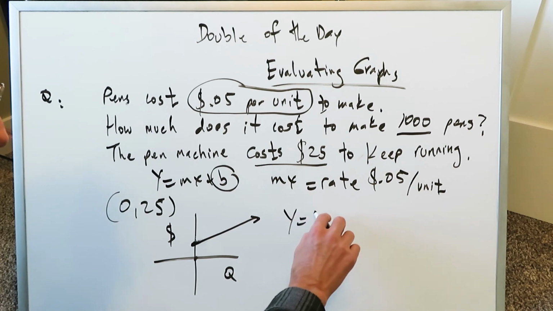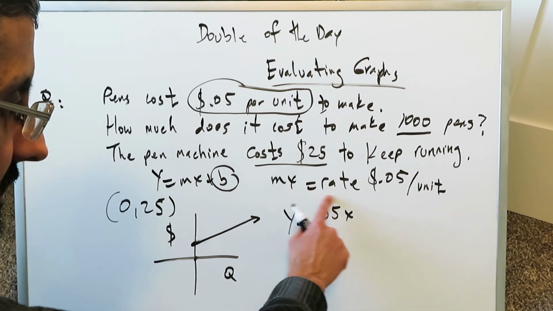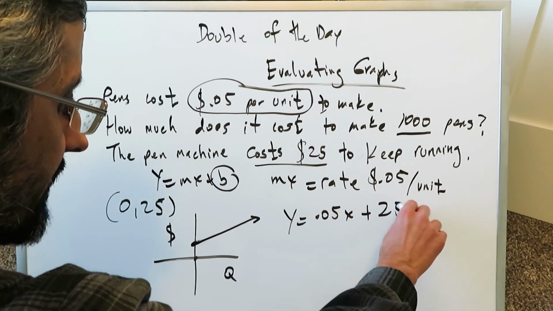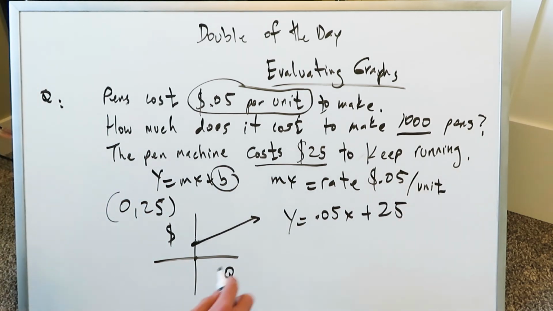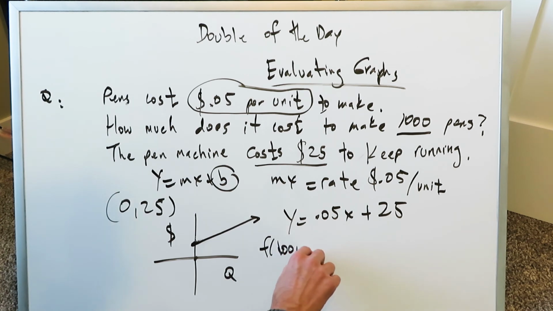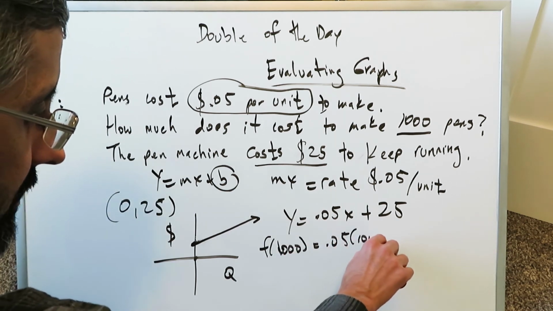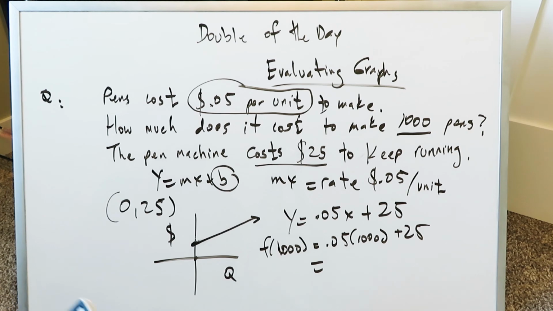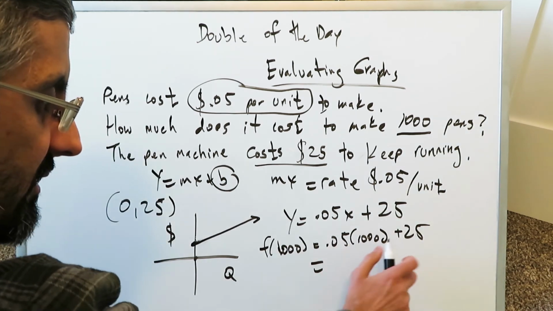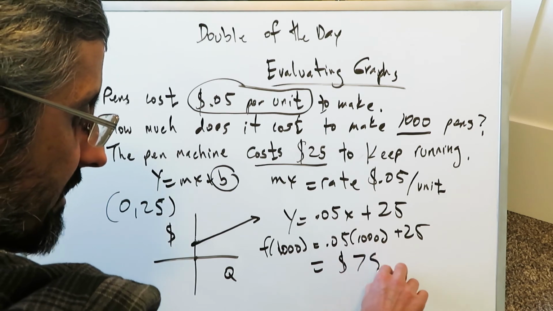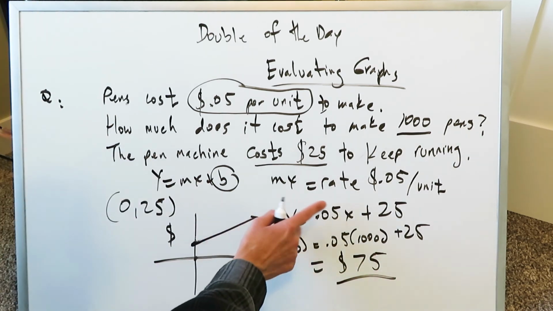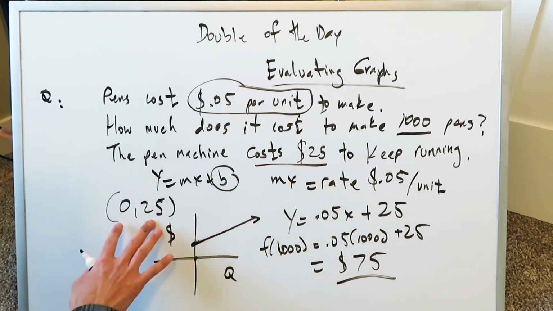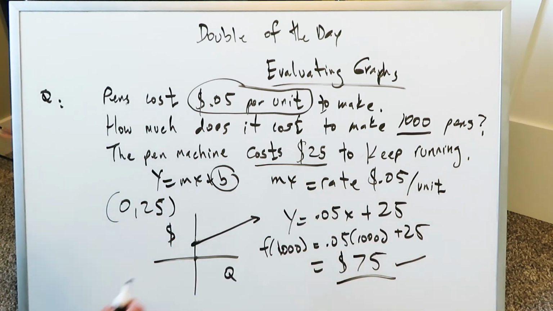Now all of a sudden your equation is y is equal to 0.05x, which is your slope, plus 25, because that's your base amount you have to pay no matter what. So what's the cost here now to do 1000? You do 0.05 times 1000 plus this $25 for the machine, which you have to pay no matter what. And here your answer will be $50 plus $25, and it will cost you $75. Before it was $50, and we didn't have this constant or fixed price. Here we have it, and we have to pay a little bit more to make those 1000 pens, and it's $75.